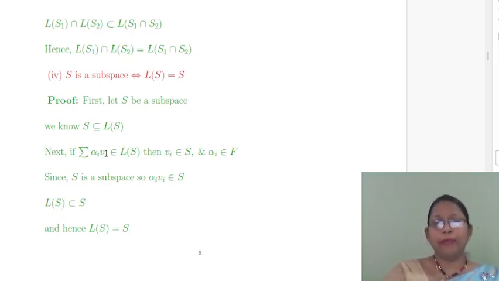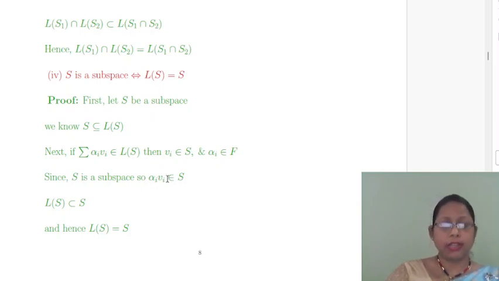Next, if summation alpha I Bi belongs to the linear combination of S, then Bi belongs to the set S and alpha I belongs to the field. As S is a subspace, alpha I Bi belongs to S, that is from the scalar multiplication property of a vector space. As S itself is a vector space, alpha I Bi belongs to S. Then its vector summation alpha I Bi also belongs to S.